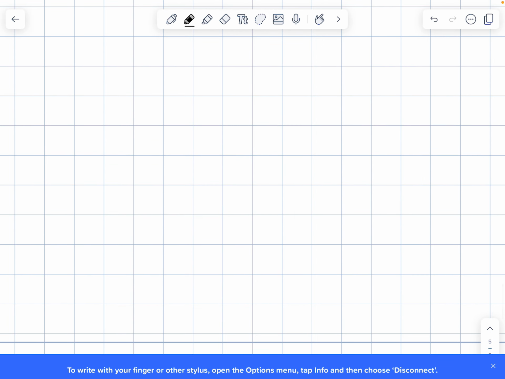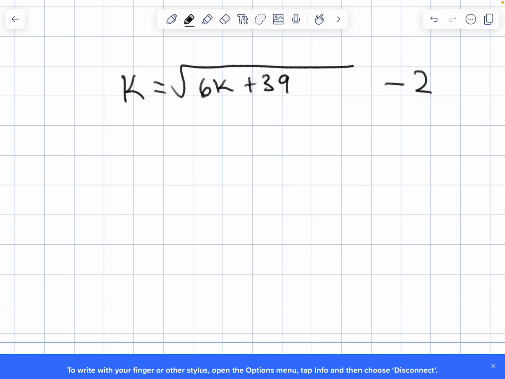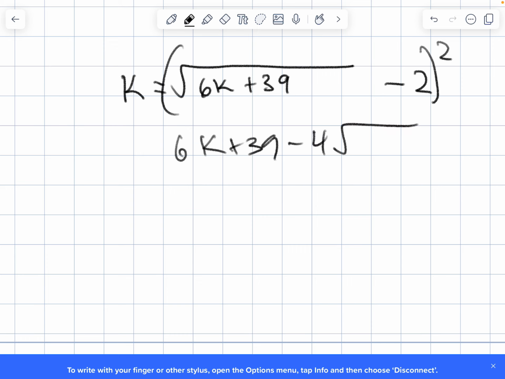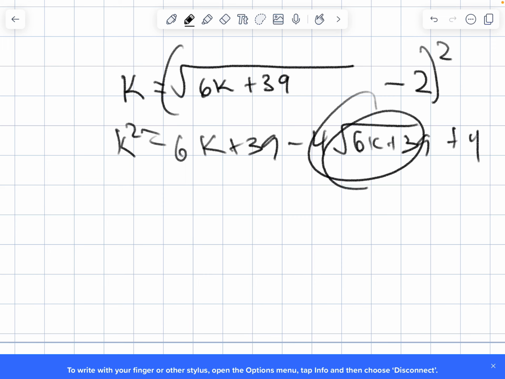Okay, let's take a look at another one. We've got k is equal to the square root of 6k plus 39, minus 2. For this one, we want to get rid of the square root sign, but if we square both sides right now, we'll end up with 6k plus 39 minus 4. It just gets really ugly. You don't want to go this route because it doesn't actually get rid of the square root.